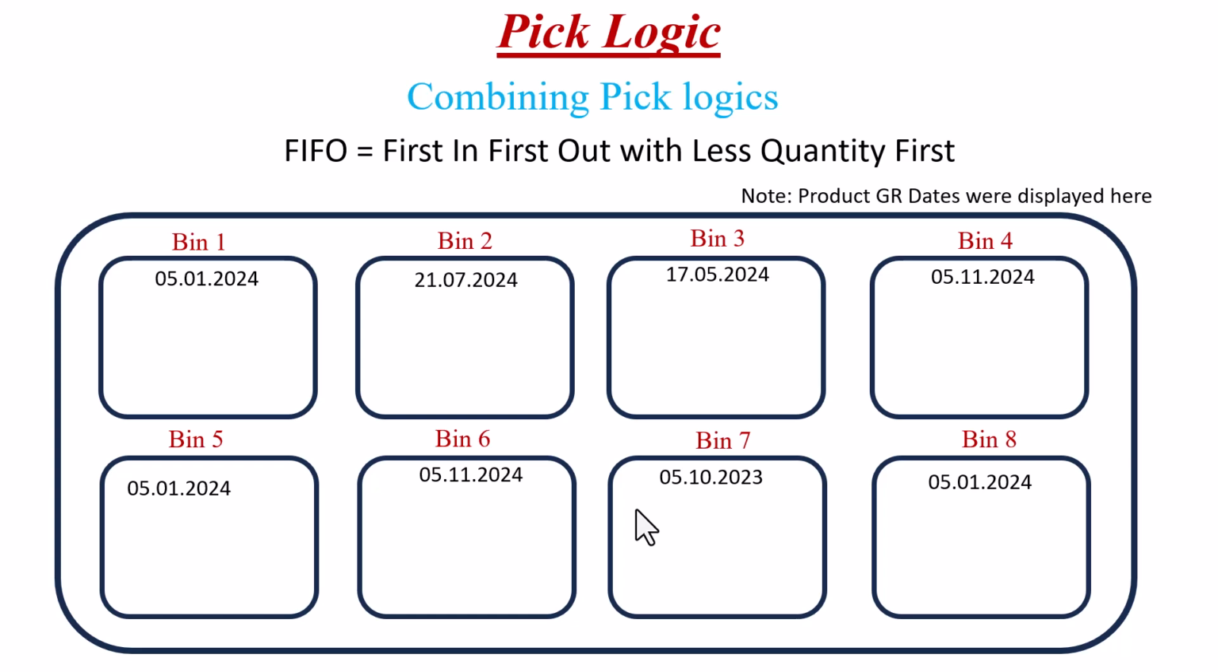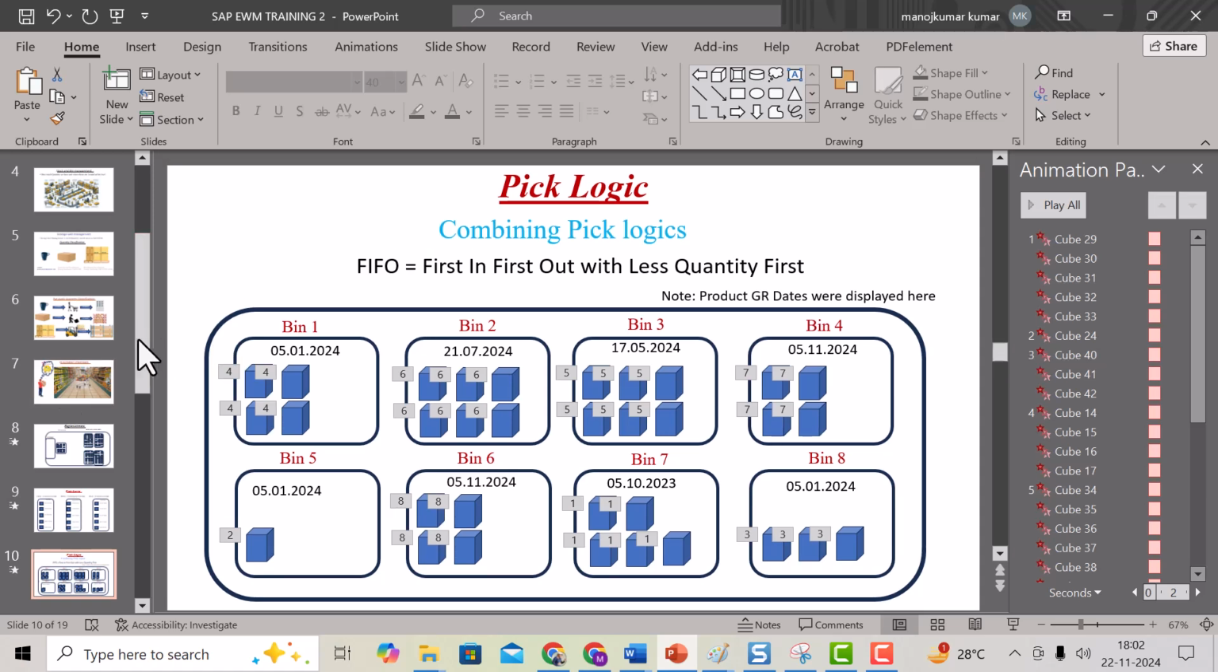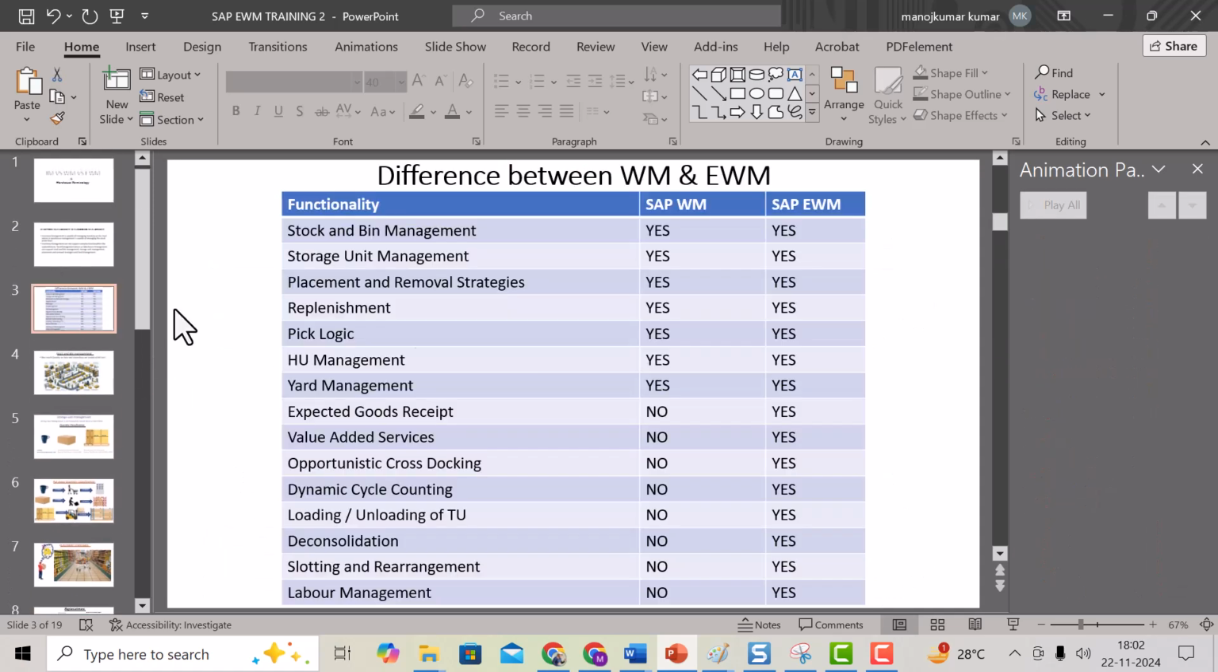This is how we can combine different logics in the pick logic. Those logics we call sort rules. Around 30 sort rules are there, so you can make use of those sort rules and build your own logic. This is how pick logic works, and this pick logic is there for warehouse management and extended warehouse management.